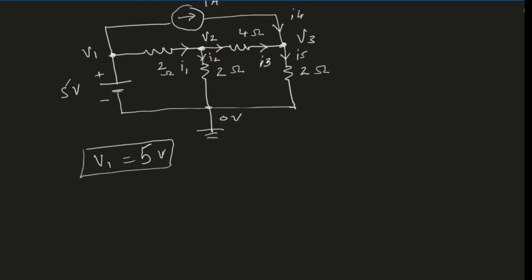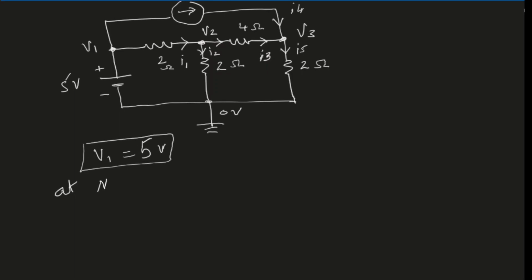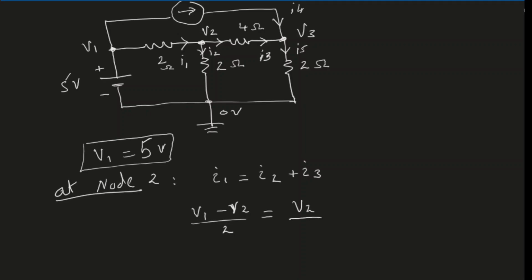So let's apply KCL at node 2. At node 2, I will have current coming in equal to the current going out. Therefore, I1 should be equal to I2 plus I3. I2 and I3 are leaving. I1 is equal to V1 minus V2 divided by 2 ohm resistor. I2 is equal to V2 minus 0 divided by 2 ohm resistor. And I3 is equal to V2 minus V3 divided by 4 ohm resistor.